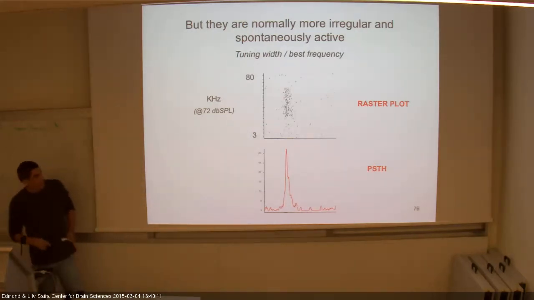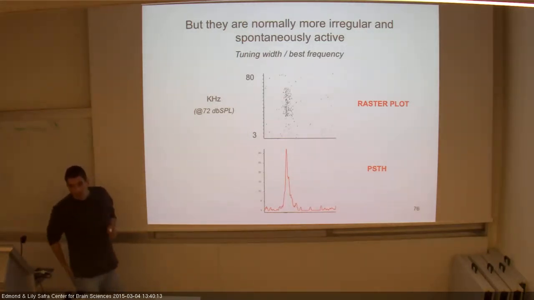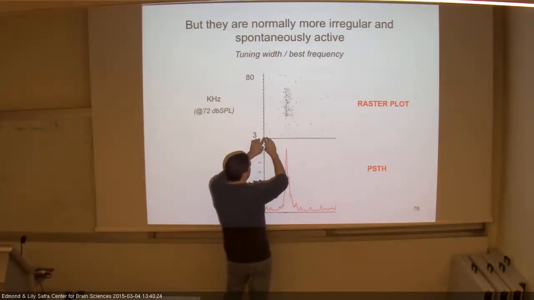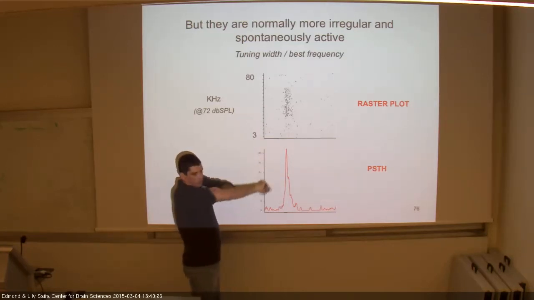So the raster plot, do you present different drives for different frequencies? They are presented at different times. So each line here is constructed of many, many repetitions.